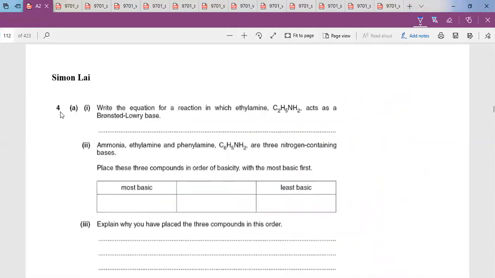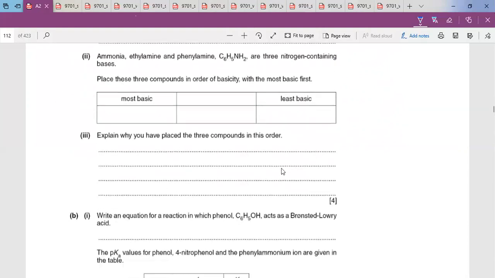Right, now here, write an equation for a reaction in which ethylamine acts as a base. Simple, isn't it? Same thing here, plus water or plus HCl. Now here, ammonia, ethylamine, this is aliphatic, straight chain, and phenylamine, this is a ring, are 3 nitrogen containing bases. Place the 3 compounds in order of basicity, with the most basic first and so forth.